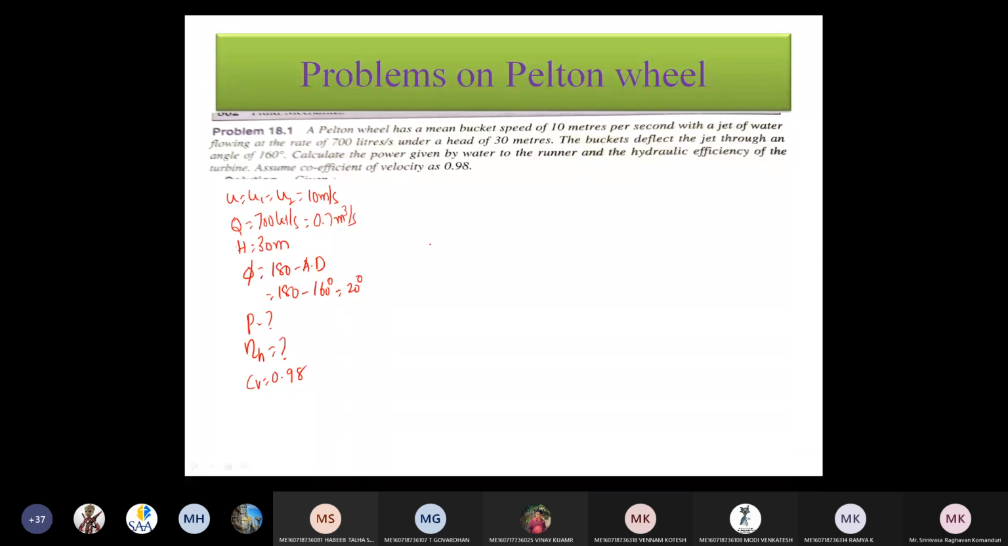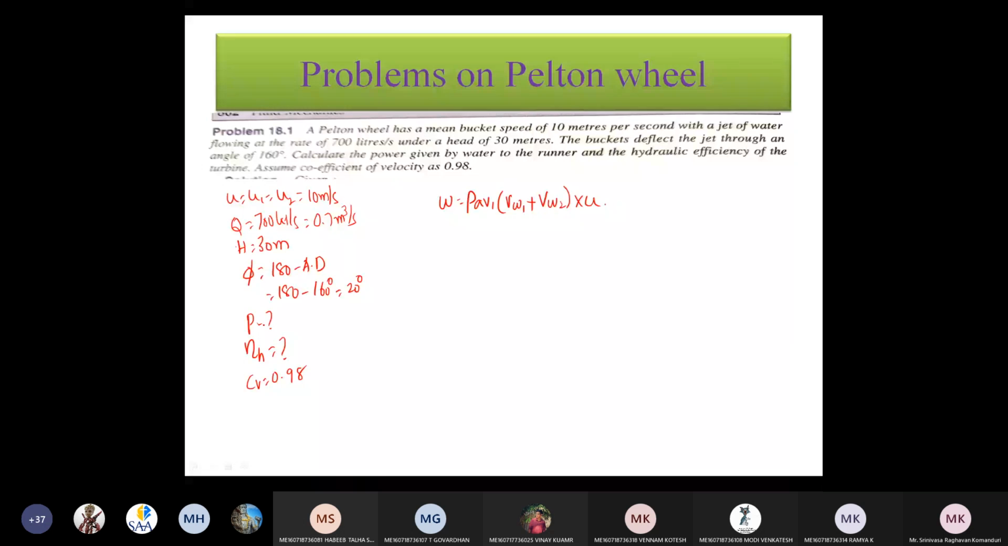Already in the last 2 classes, I have given one formula for work done. W is equal to rho A V1 into (VW1 plus or minus VW2) into U. Remember that formula. That is the work done. Rho A V1 into (VW1 plus VW2) is the force, and force into distance will give you the work done.